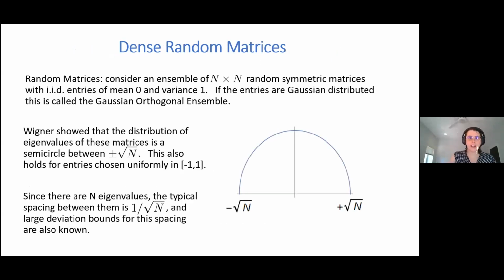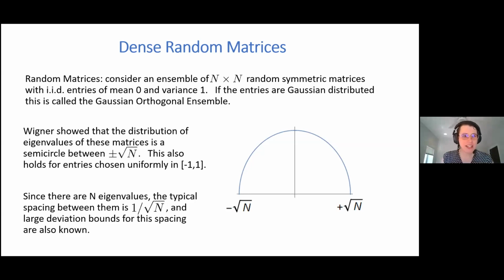Okay. So let me give you a random matrix argument for this, what designing does to the spectral gap. So, consider an ensemble of n by n random symmetric matrices with IID entries of mean 0 and variance 1. Right? So if the entries are Gaussian distributed, they're IID. This is just the familiar Gaussian orthogonal ensemble.